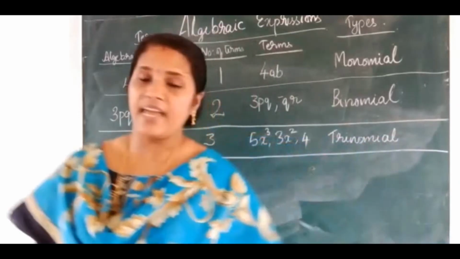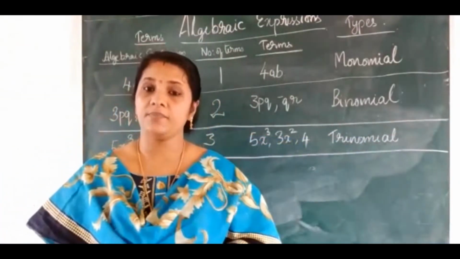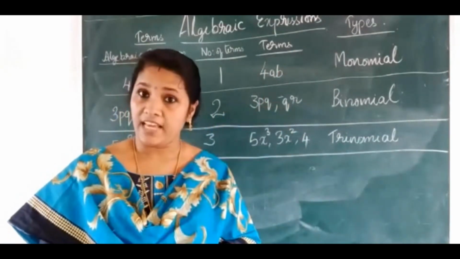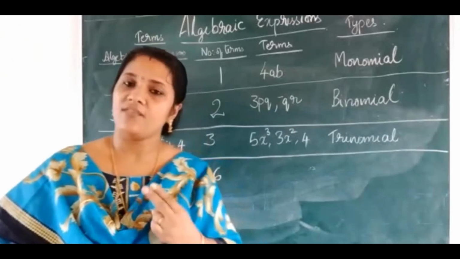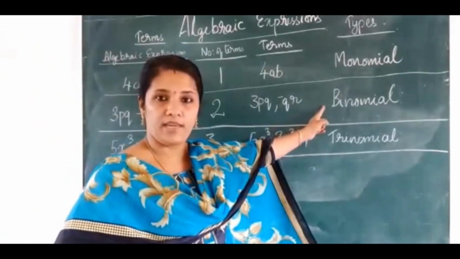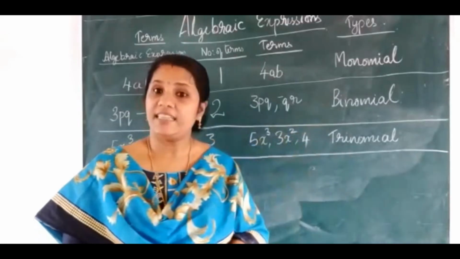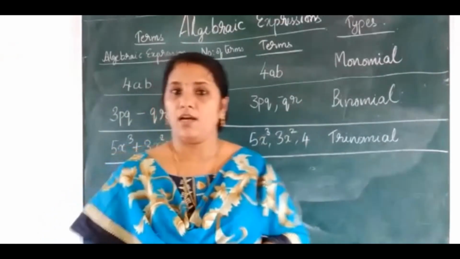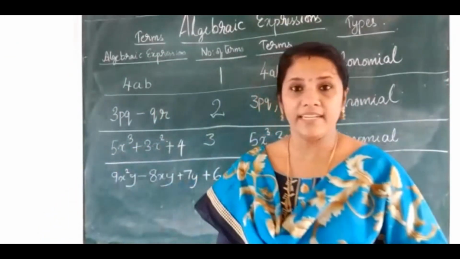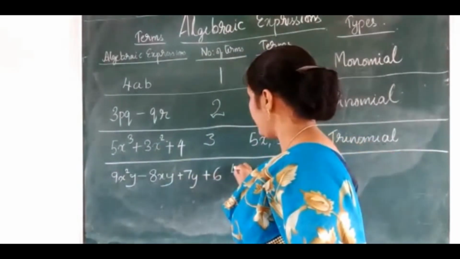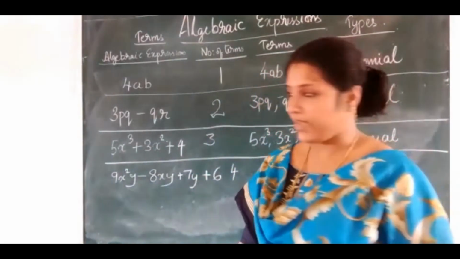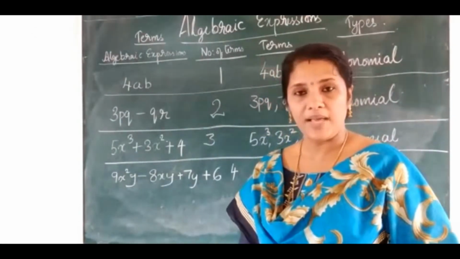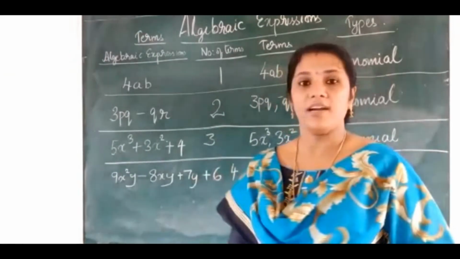So an algebraic expression having only one term we can call it as monomial. If an algebraic expression is having 2 terms, we can call it as binomial. If there is 3 terms, we will call it as trinomial. Look at this one. How many terms are there? 4 terms are there. 9x square y minus 8xy plus 7y plus 6. So 4 terms are there.